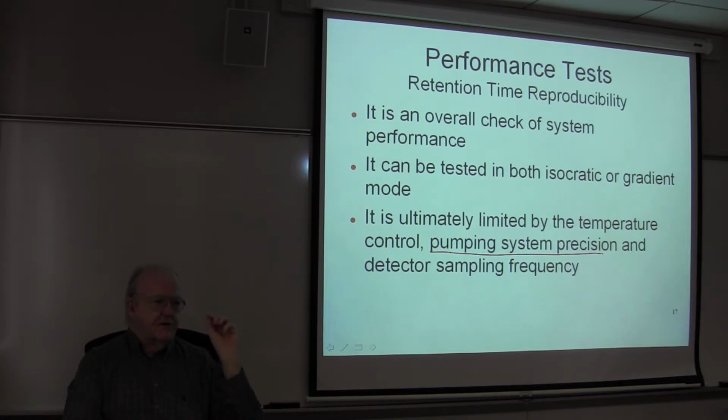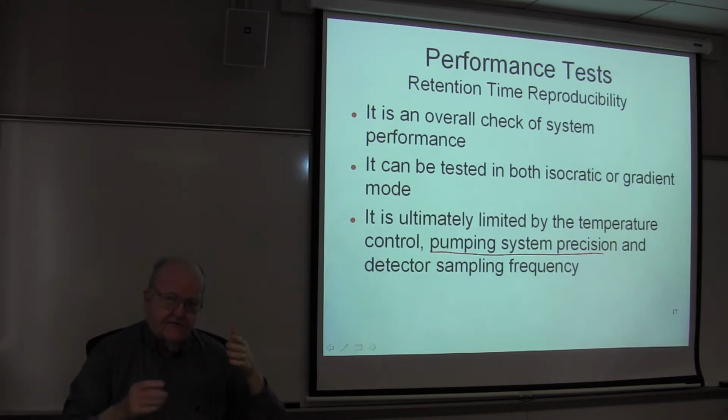And the other thing it's a test of is your detector sampling frequency. Let's suppose you only take a signal every 1/10 of a second. You can't measure retention more precisely than 1/10 of a second. Now, a good detector these days is sampling at 20, 40, or 80 hertz. Okay, now if you get reproducibility to 1/80th of a second, you've got a really, really reproducible system.